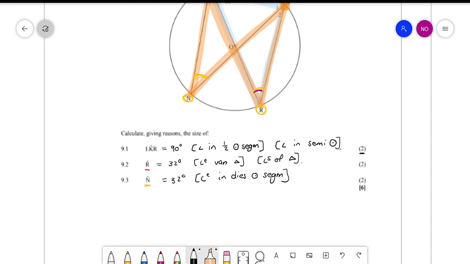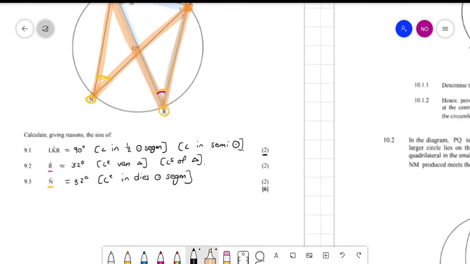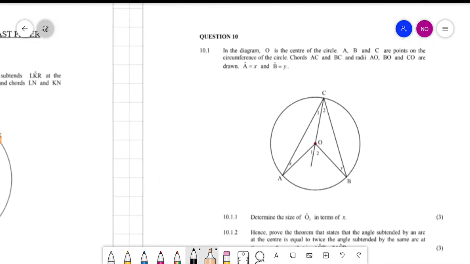Angles in the same circle segment. Okay, that was number 9. That's it. Okay, carrying on.